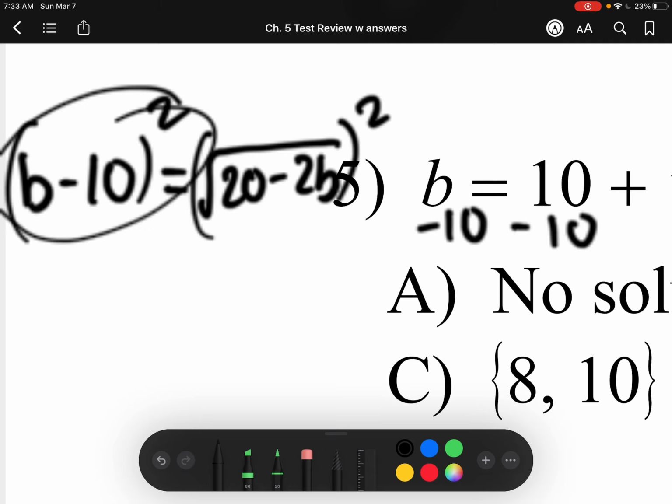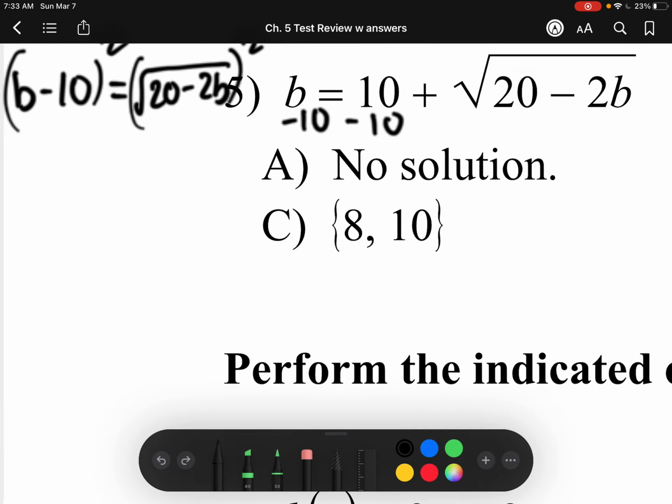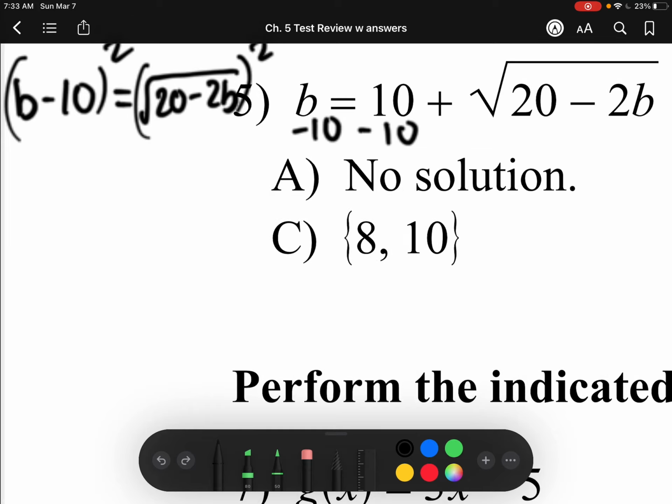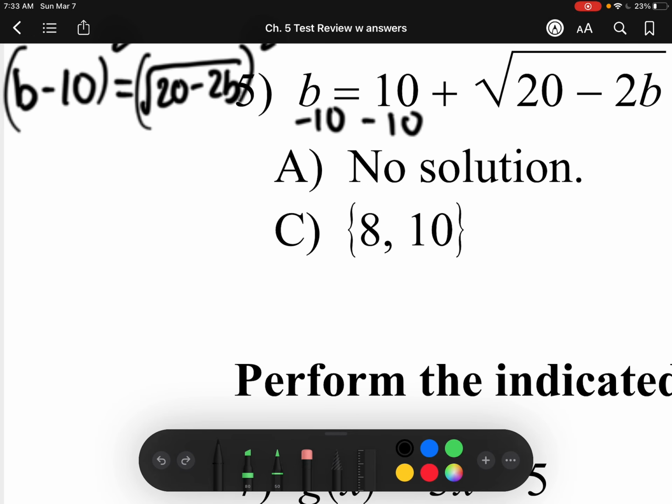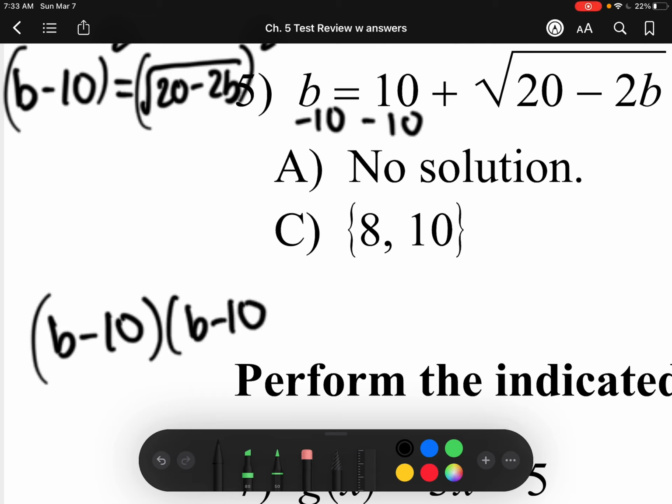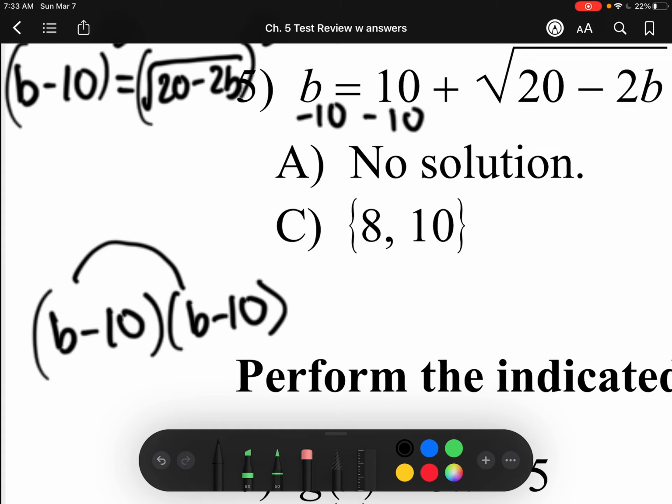However, over here, this is the same as b minus 10 times b minus 10. So I'm going to do that over here really quickly. You guys can do this on a separate sheet of paper. I'm going to have to erase, so make sure to write this down so you can remember it. But I have b minus 10 times b minus 10, right? So I'm going to use the distributive property, and I'm going to FOIL. So I have b times b, which is b squared.